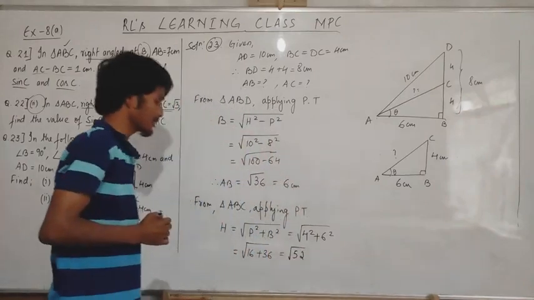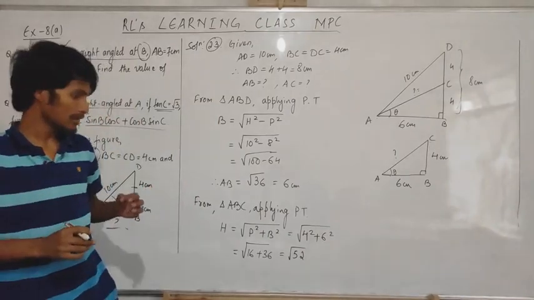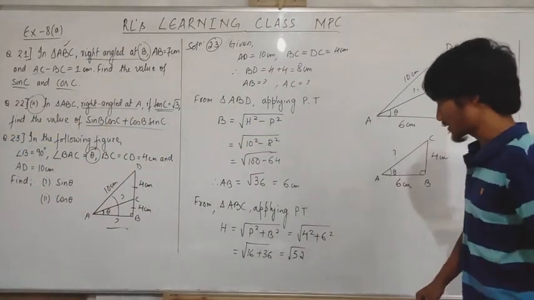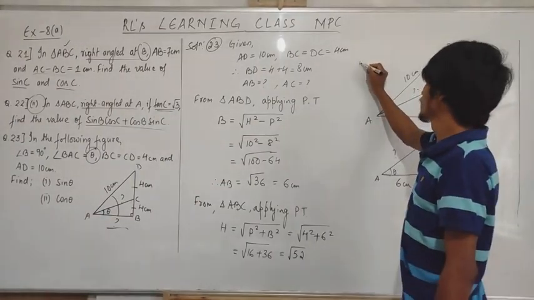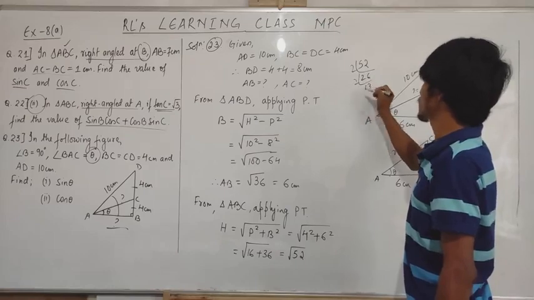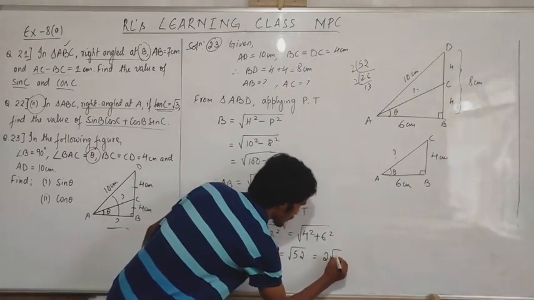Now the square root of 52. This 52 is not a perfect square, so if you find the root you will get a decimal. No need to find that. Just factorize this 52 if possible. 52 is 2 into 26, then 2 into 13. We got it like this. Then we can write this as 2 root 13.